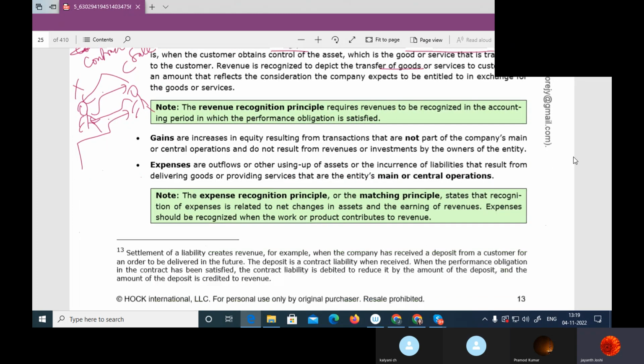Now, what is gain? See, gain doesn't happen very often. Gain is something resulting from transactions that are not a part of the company's main or central operation. You sell goods on a daily basis and you generate revenue. It's a routine activity for you. You sell some asset or some investments once in a while. For that, if you get a higher amount, it's a gain. Right? So gains can be the increase in the value of an asset, or after selling the asset, whatever profits you are earning out of it.